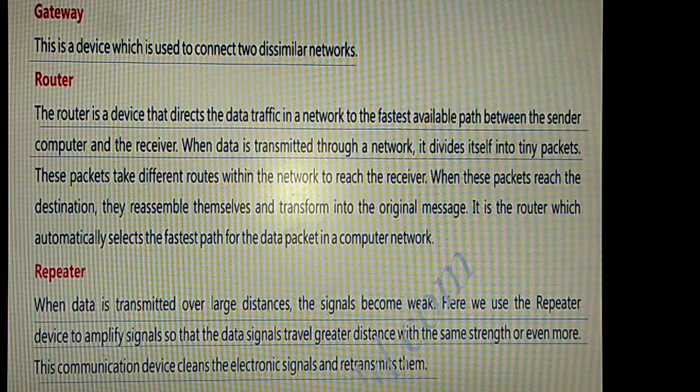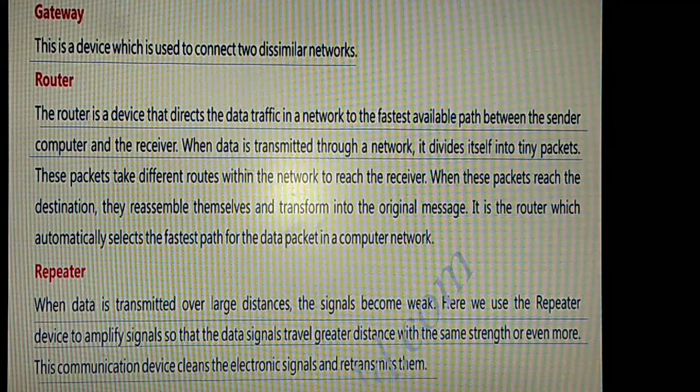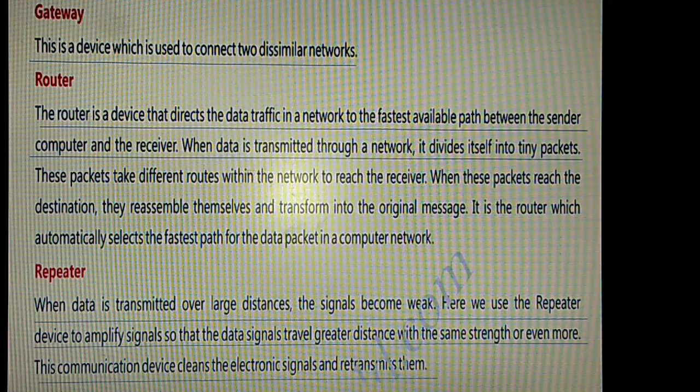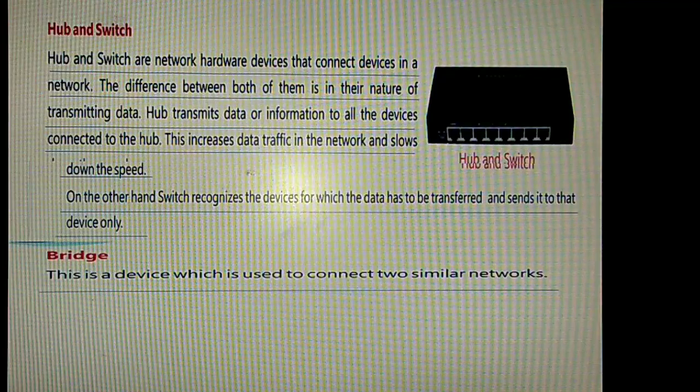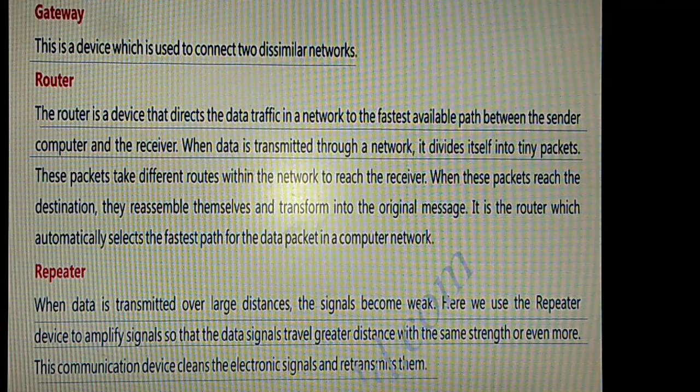Now I will continue with my video, starting from the topic gateway. What is a gateway? A gateway is a device which is used to connect two dissimilar networks.